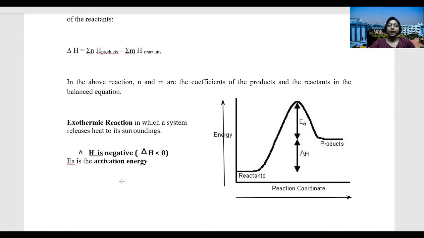Okay, so if del H is positive, that is the endothermic reaction. It will absorb the heat energy. If del H is negative, then it is the exothermic reaction. That means it will release energy.